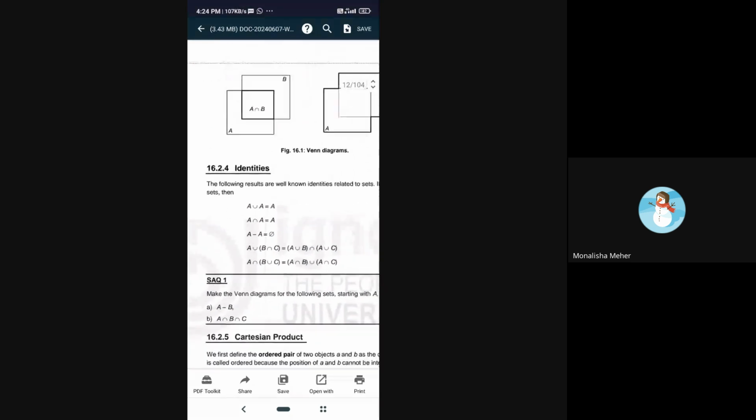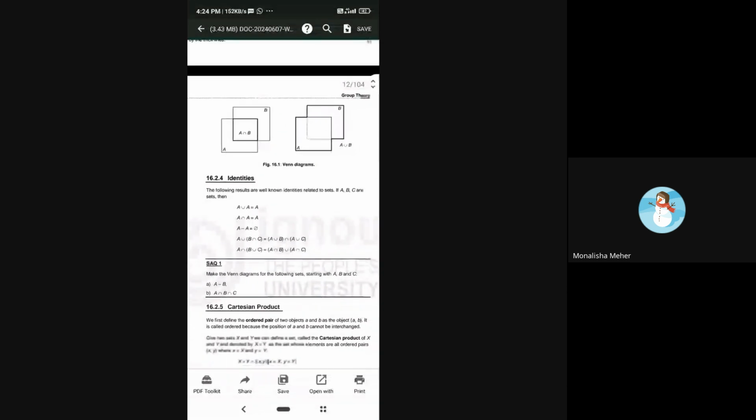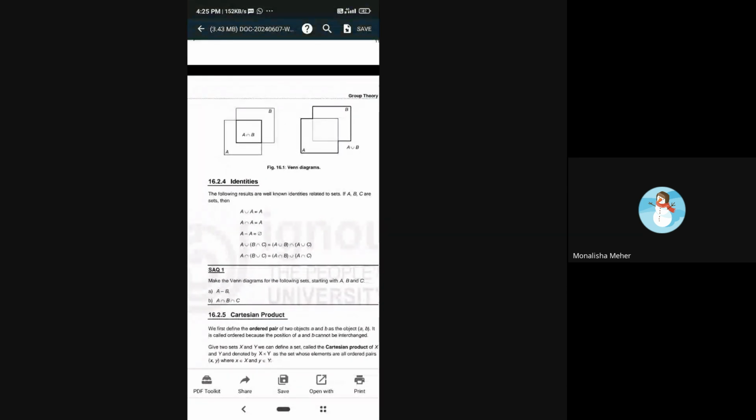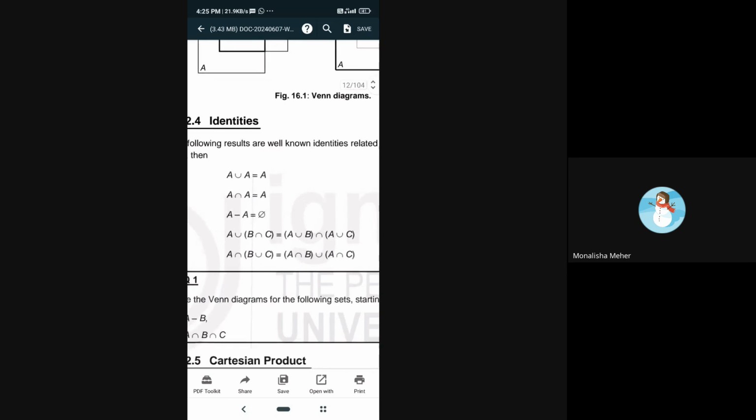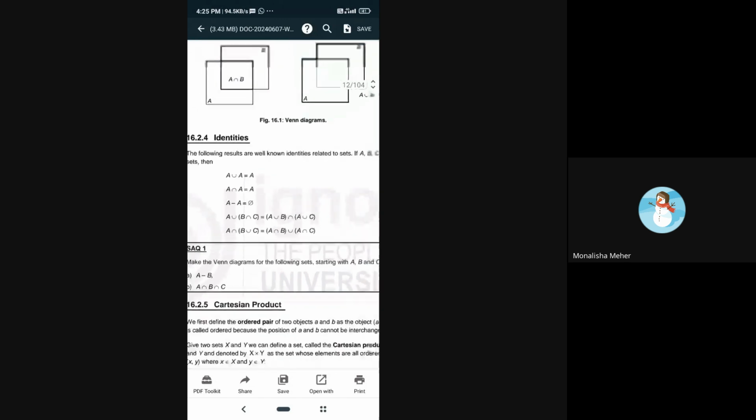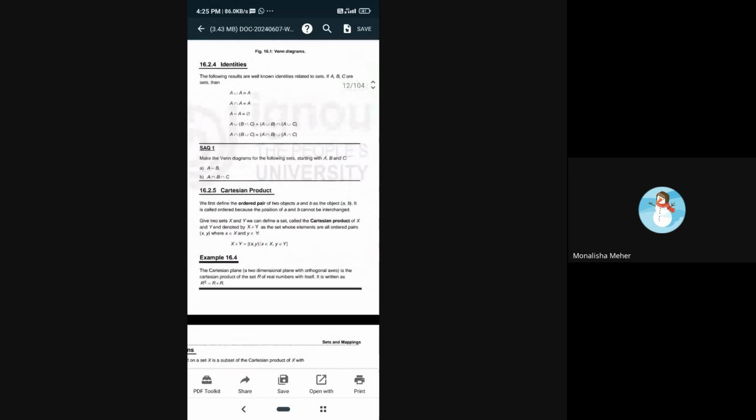Then there are certain identities related to sets. Suppose A, B, C are sets. Then A union A is equal to A intersection A is equal to A. Okay. So similarly, other things you can see here. These are the identities associated with sets. Then Cartesian product.